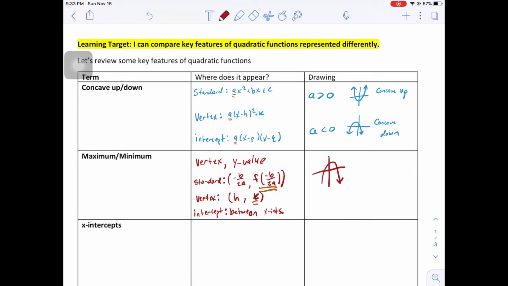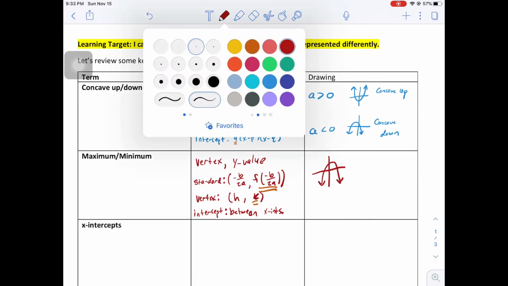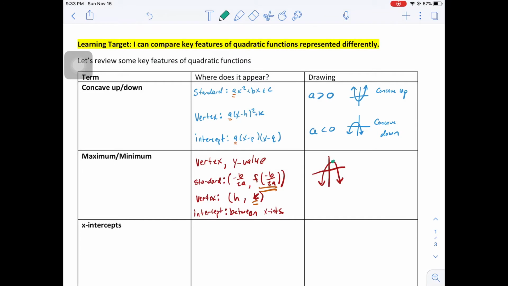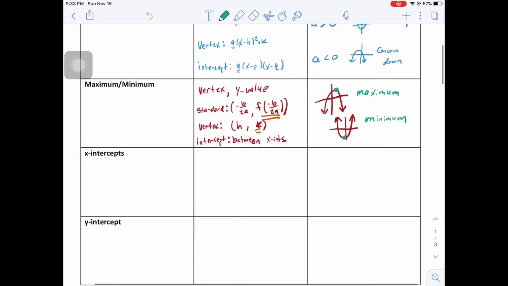Alright, so what do these look like? We either have a maximum. If we're concave down, we would be left with a maximum point. Or we might have a minimum if we're concave up, because then we have something down here. So then this would be a minimum.